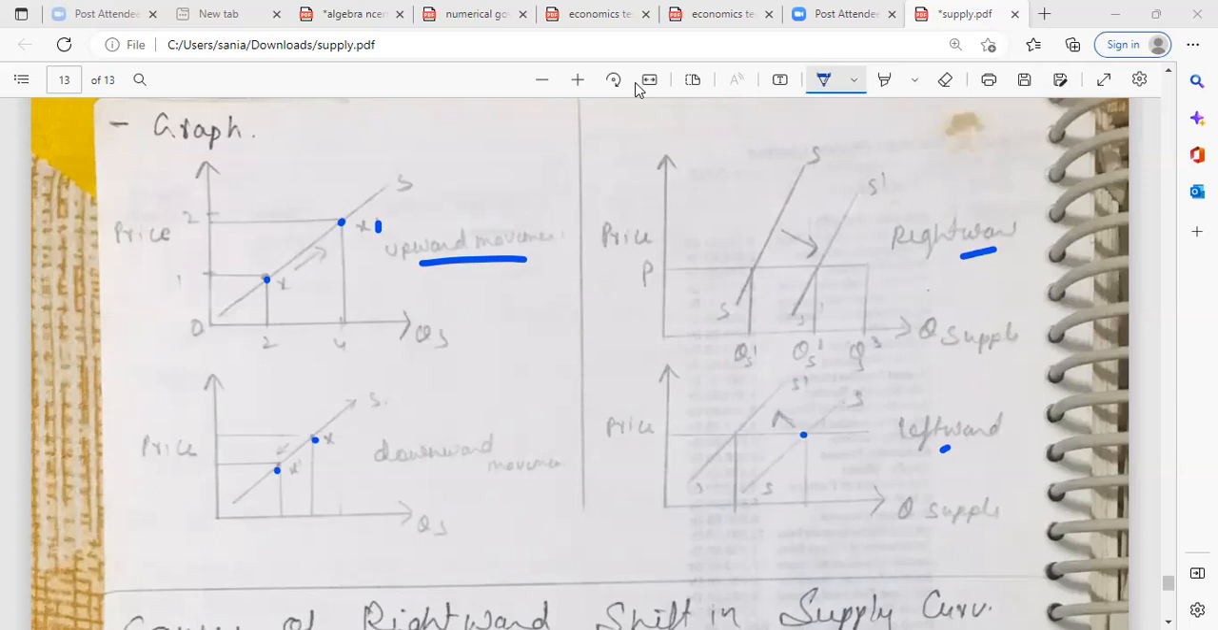Ma'am, in the downward movement graph, how can we identify it's a downward movement? You can see this is your X, and this is coming down. Your price was this and your quantity was this. For example, it is 3, and this is 2. So you can see that from 3, now it's on 2. Also for price, it was 2 and now it is 1. So earlier price was 2 and your quantity supplied was 3. Now your price is 1 and your quantity supplied is 2. So they both are coming down. So it is a downward movement. Clear? Okay, ma'am.